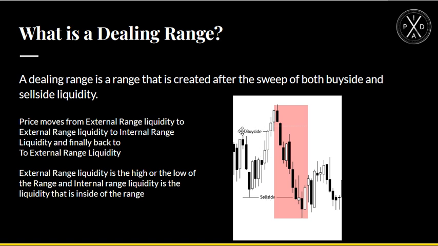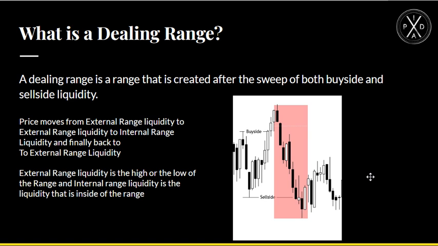So we take out that external range liquidity here, and then we take out external range liquidity again, and then we come back inside of the range, and then we take out internal range liquidity, and then we exit at external range liquidity here. You can't see it in this picture, but this price chart actually does come down below this low. But just to clarify what a dealing range is, I have the picture cropped up to this. So that's the anatomy of a dealing range.